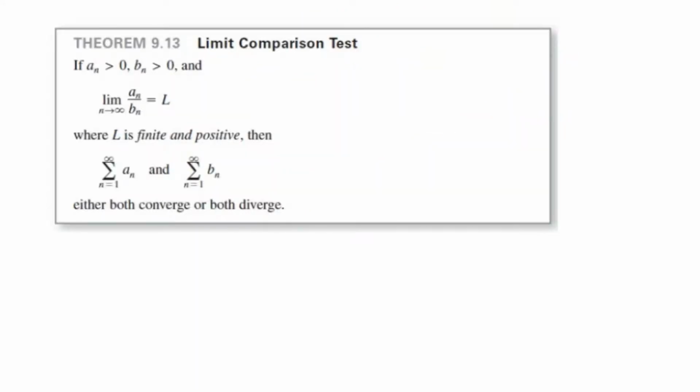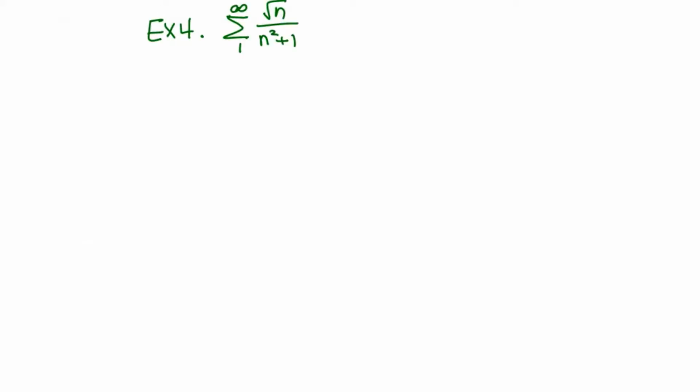Okay, here's another comparison test. It's called the limit comparison test. If An is positive and Bn is positive, then the limit as n approaches infinity of An over Bn equals L, where L is finite. That means defined. It's not undefined. Then they either both converge or both diverge. That's the limit comparison test. Okay, example number 4.